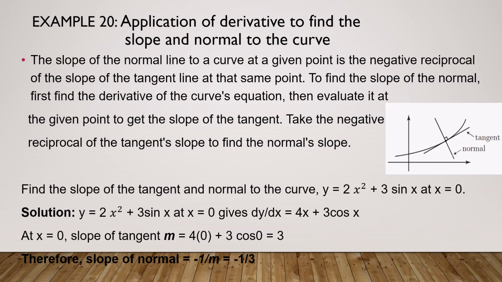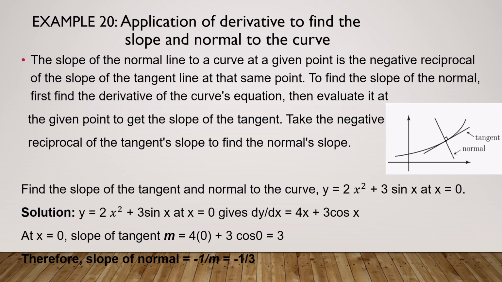Derivative can also be applied to find the slope and normal to the curve. We are not going to discuss it in detail in this video, but we'll just take an example to understand it. Basically, the slope of the normal to the curve at a given point is the negative reciprocal of the slope of the tangent line at the same point. That means if you see the diagram, you have the tangent, correct? How do you get the tangent? By the slope, that means the derivative. Now, suppose that tangent slope is m.